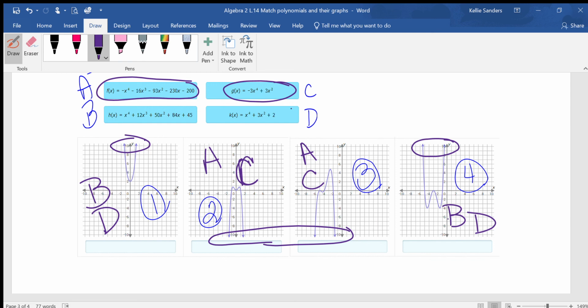Oh, okay. D crosses the y-axis at 2. And this crosses the y-axis at 2. So it's D. So this one's B. And C crosses the y-axis at 0. This crosses the y-axis at 0 right there. So it is C. So that one's A.